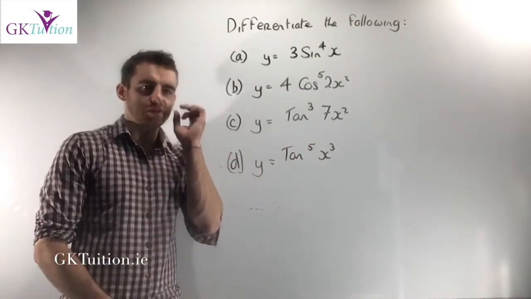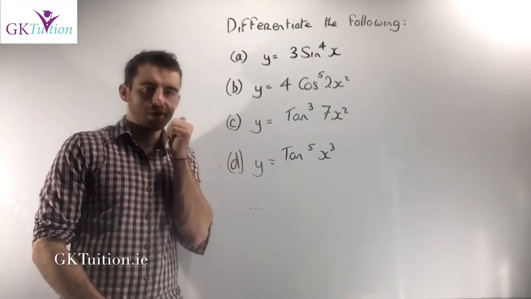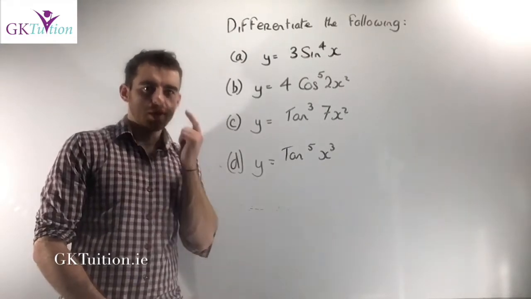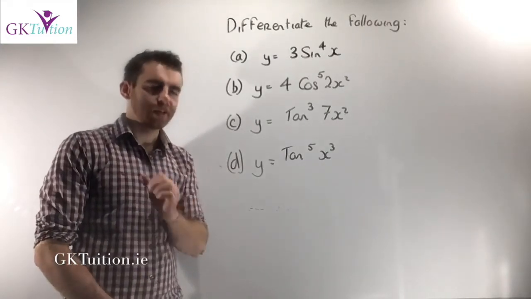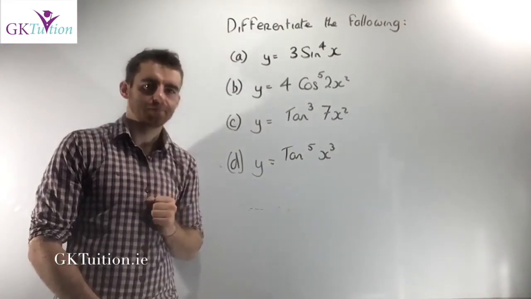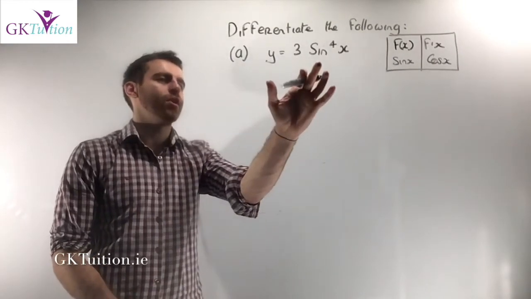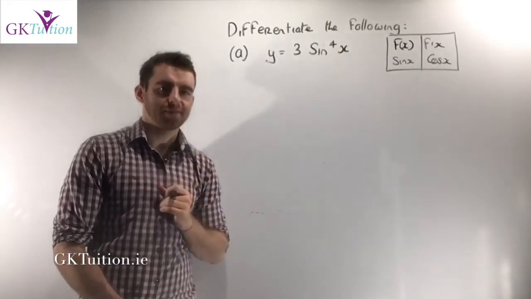In each case, you're going to need to do 3 separate differentiation steps. First of all, the power. Second of all, the trig. Third step is your algebra. So in each case, I want you to work through it and get the derivative in each case. Okay, the first thing I asked you to differentiate here was y equals 3 sine to the power of 4x.